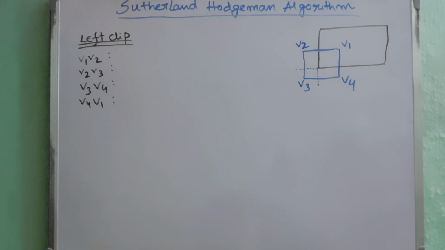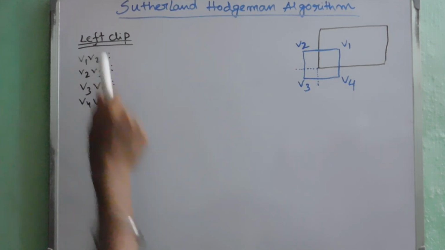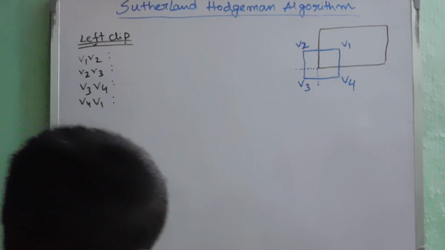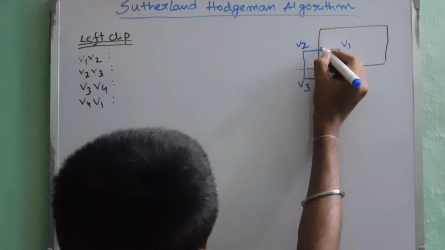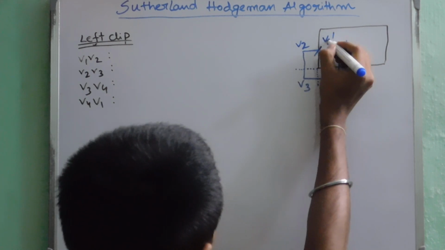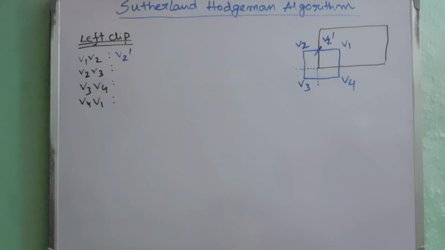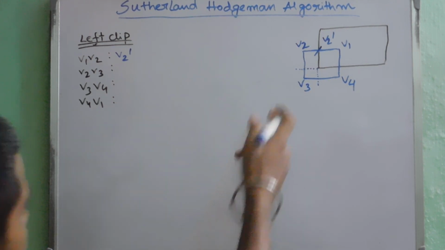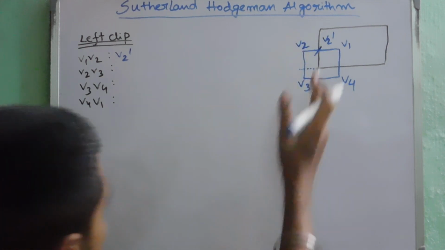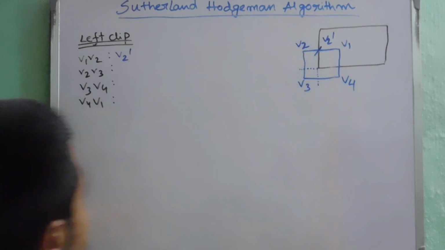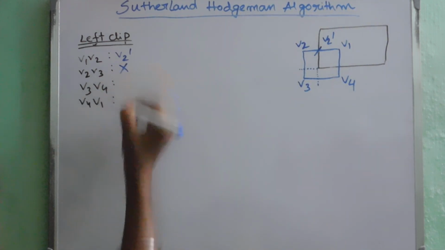Now as you know, the first one, V1 V2, resembles the second case, that is from inside to outside. So the output will be V2 dash. We will just rename it as V2 dash. Then we have V2 V3. Since it is completely outside the left boundary, we will directly reject it.